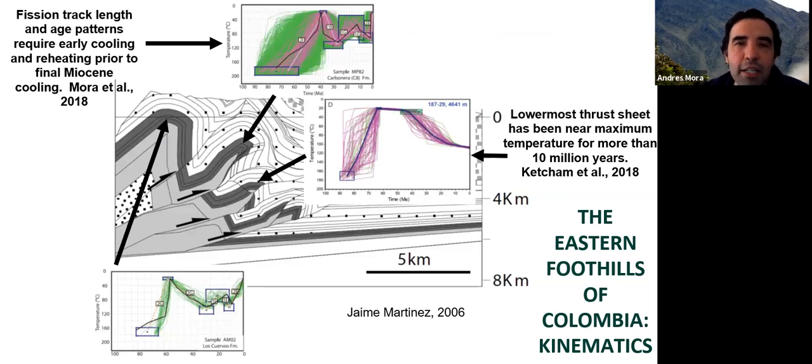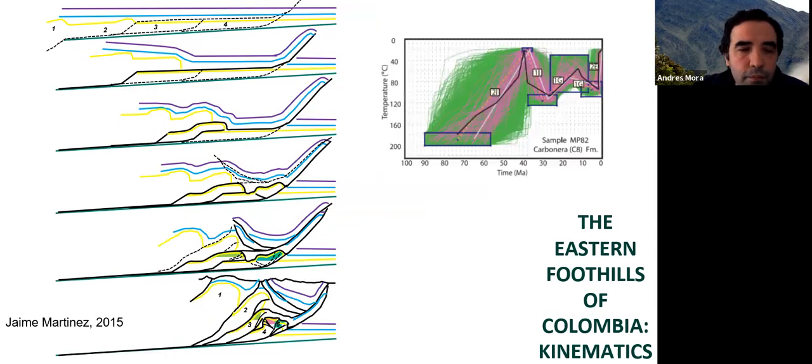Again, with the cross-section from Martinez, what we see is important data from fission tracks. So what we see here is that in the uppermost thrust sheets from Martinez cross-section, we have two important heating events. This is millions of years. So Paleogene heating, late Oligocene, early Miocene cooling, and then reheating, and a final aggressive cooling that is controlled by the structures. We associate the first cooling event, in the late Oligocene, early Miocene, with the formation of the initial detachment folds.